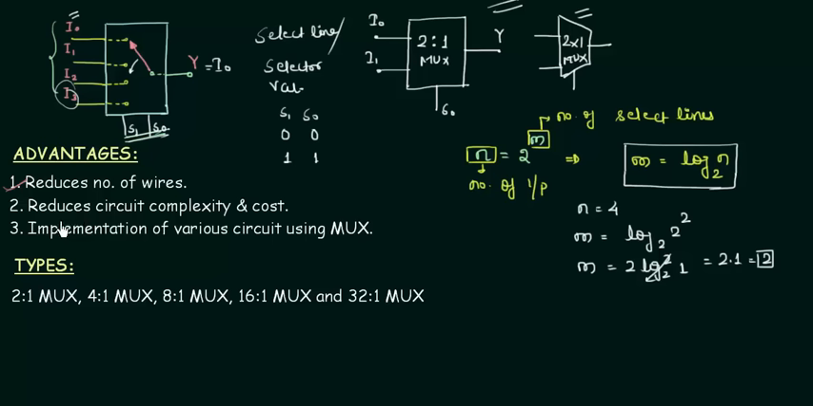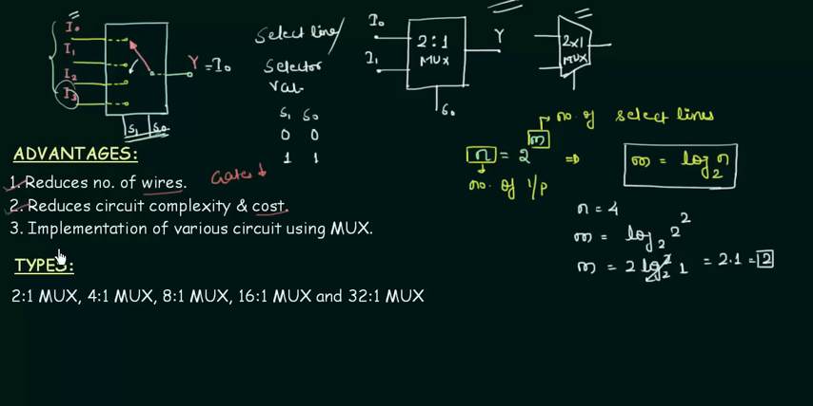Another thing is it reduces the circuit complexity and cost. Let's see how. I just told you that the wires are reduced, and wires are reduced because the gates are reduced. When both wires and gates are reduced, definitely the complexity is going to reduce, and at the same time the cost, because gates and wires have definitely some cost. So the second point is also true.